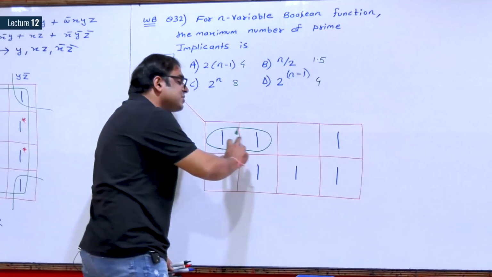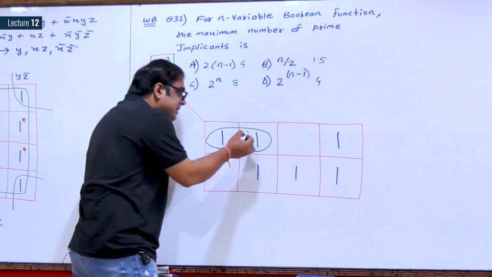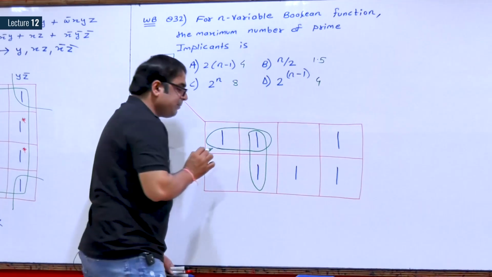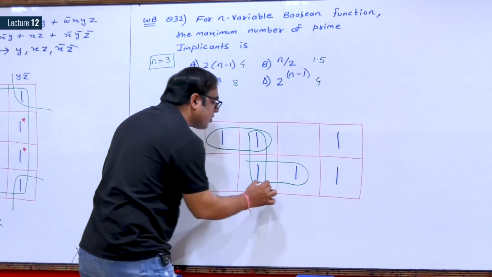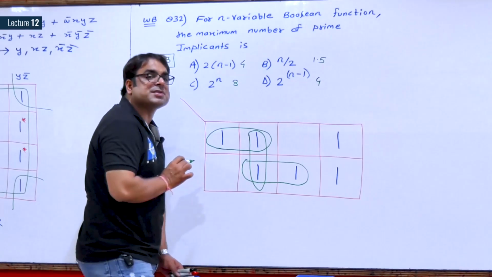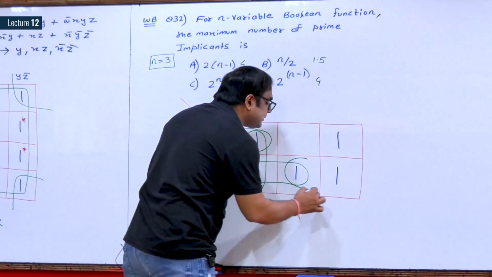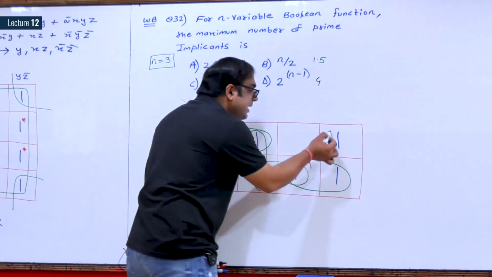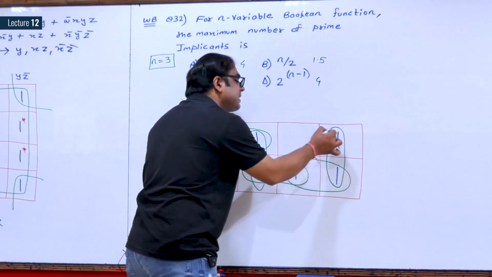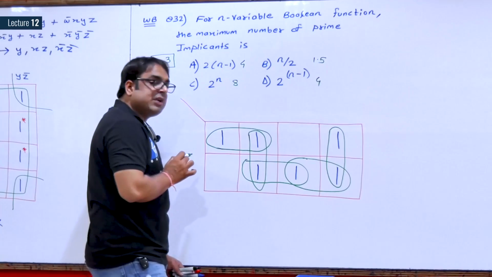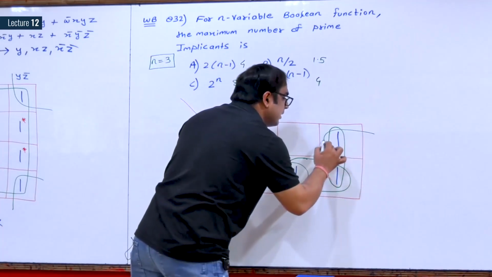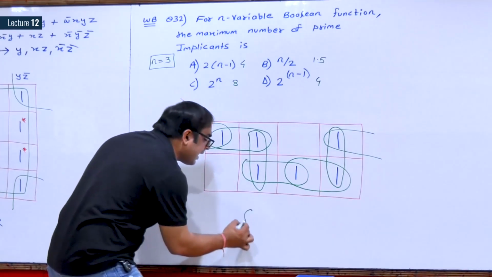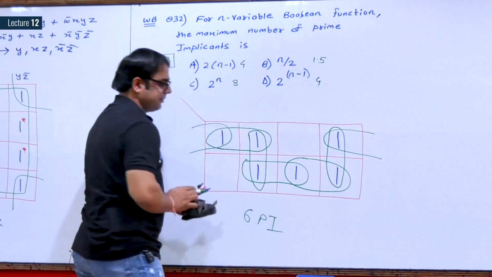Please see. This first pair I have already drawn. Please see, this is the second possible pair. This is the third possible pair. Please see, this is the fourth possible pair, which I have already drawn. Please see, this is the fifth possible pair. Now see this one. This is the sixth possible pair. Sixth possible pair means I have 6 prime implicants.